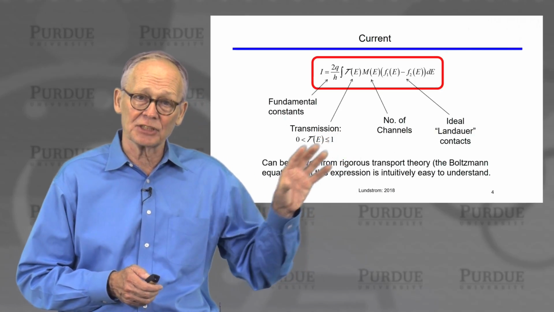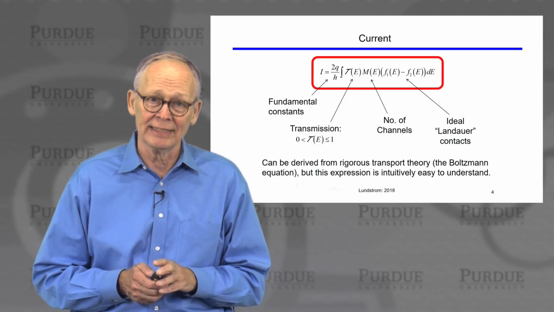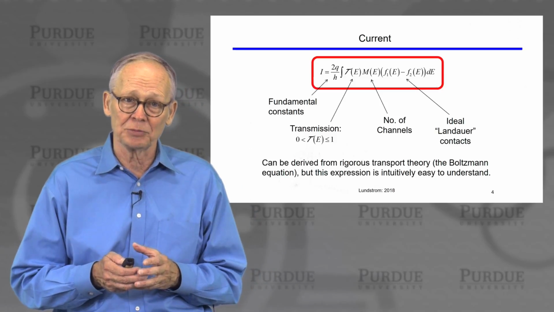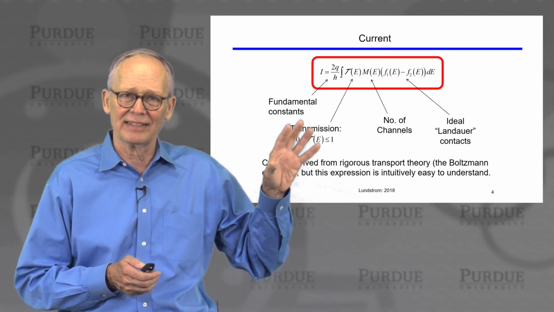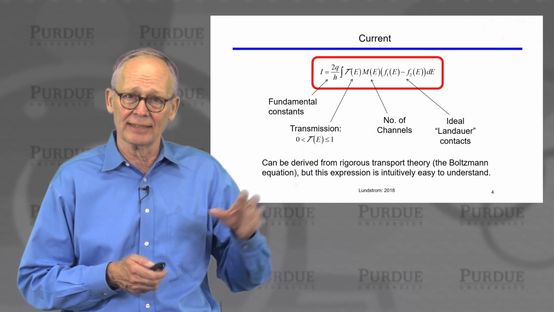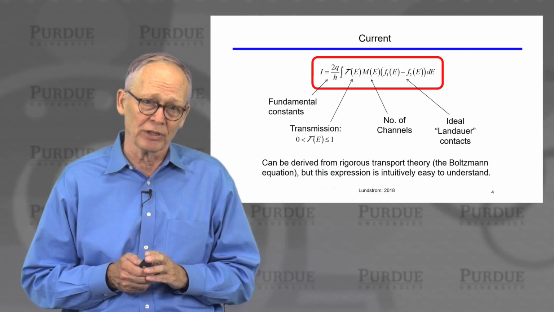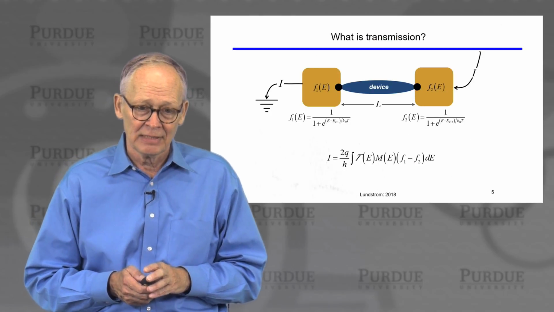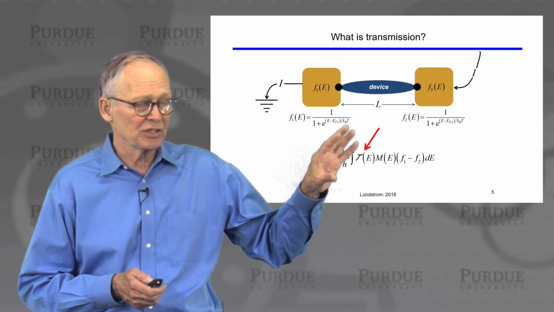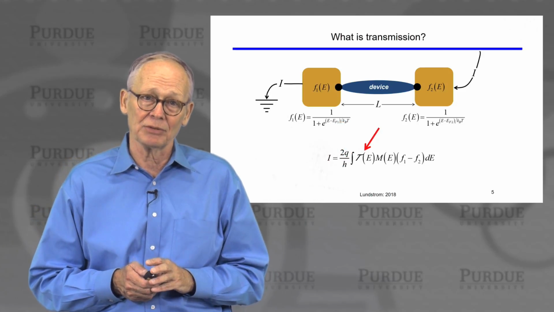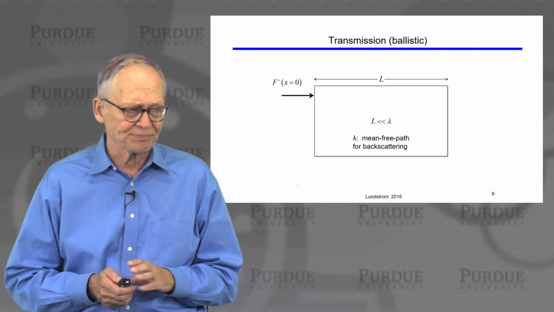Now, we can derive this expression from rigorous transport theory. We can derive it from the Boltzmann transport equation. It's not too difficult to do that, but it's also, I think, intuitively easy to understand, and that's the approach that we are going to take in this unit. So let's just go through some of these terms one by one. Our first question is, what is this transmission all about? How do we understand that?